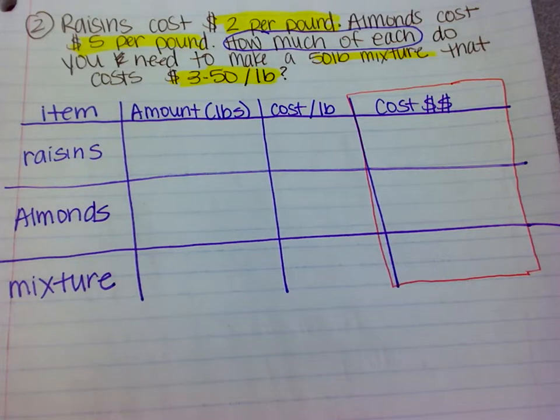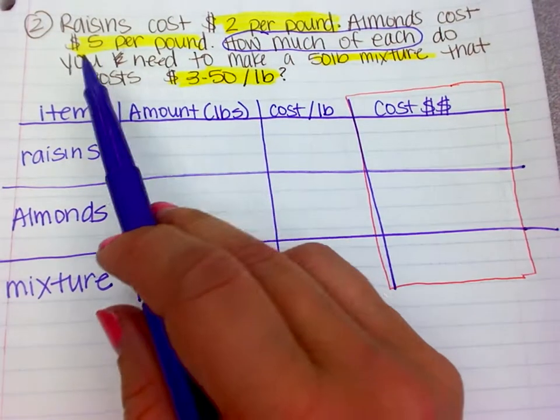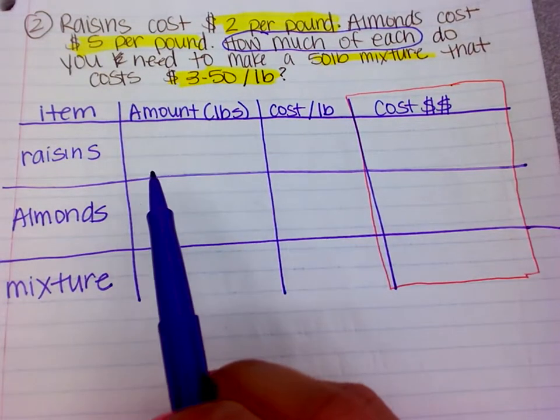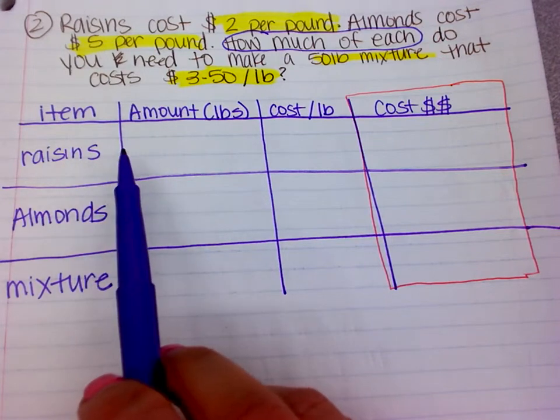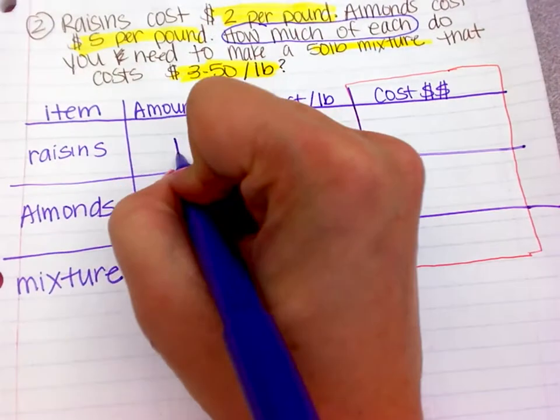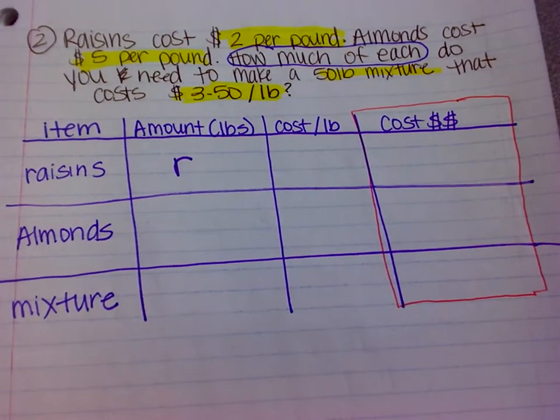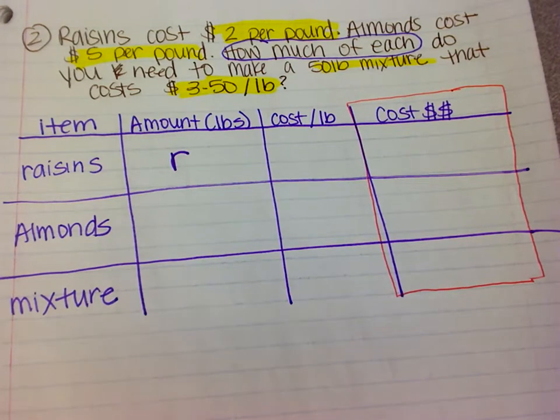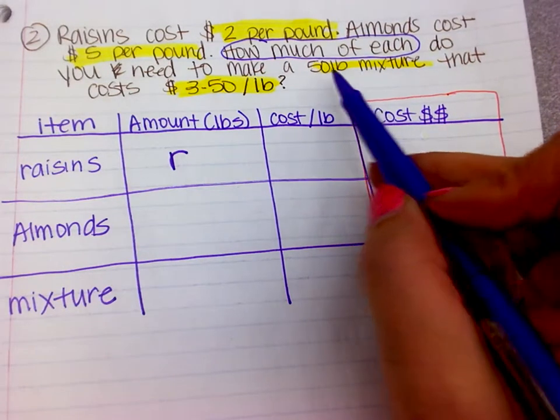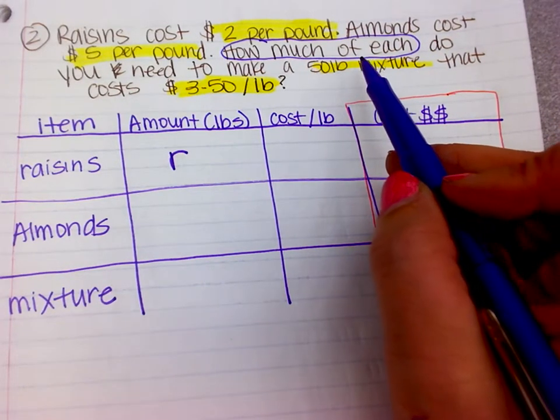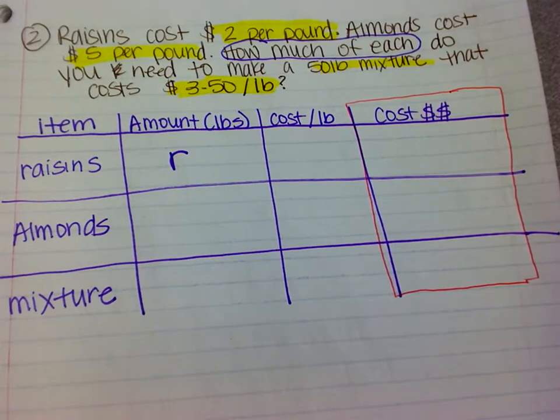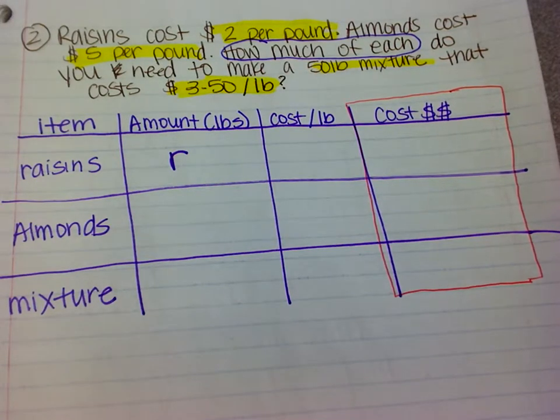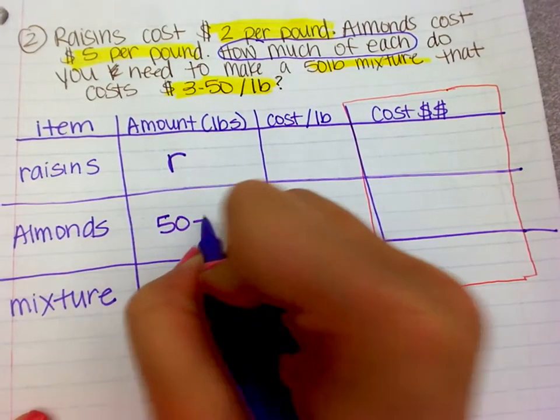That was step 2. Step 3, define a variable. What don't we know? How much of each do you need? So we don't know the amount, right? So our variable, we don't know the amount of raisins, so our variable is going to be R for raisins. For almonds, this time we want to take the total amount minus what we know. So we know raisins is R, and our total amount is 50, correct? That's what we want in the end. We want a 50-pound mixture. So we have our 50 pounds. We want to take away the raisins, and what's left is going to be almonds. So it's going to be 50 minus R.